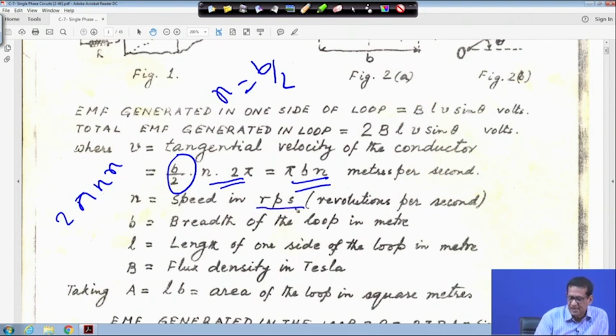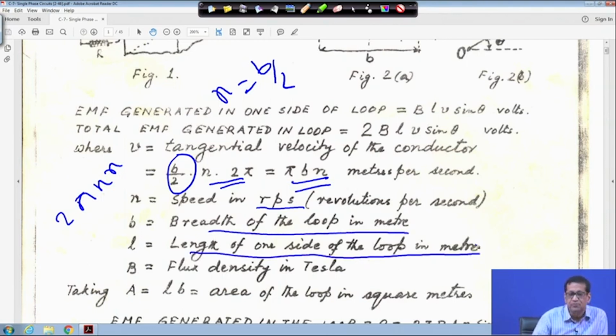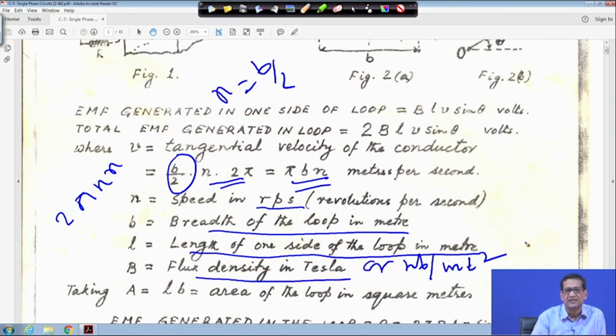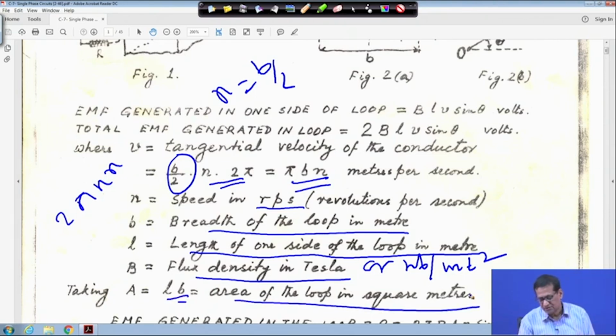N is the given speed in rps, revolutions per second, B is the breadth of the loop in meter, L is the length of one side of the loop in meter, and B is the flux density in Tesla or Weber per meter square, and A is equal to, I told you, L into B, the area of the loop in square meter. So, in this mathematical expression, A will be in meter square. So, this is from your higher secondary physics. Now, suppose, let me clear it.